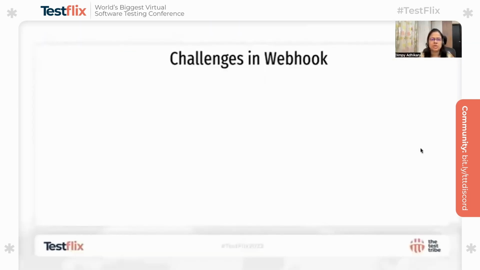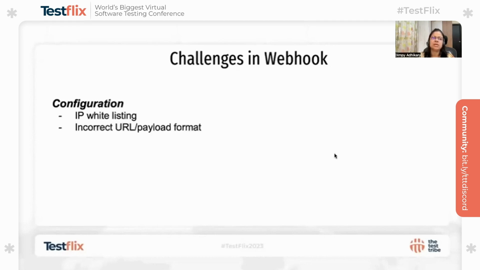Let's explore some of the common challenges in webhook. The first one is related to configurations. Before we configure any webhook, we need to whitelist the IP of the receiving party. Incorrect URL or payload format can lead to failures in webhook. Token expiry: once the token expires, the webhook may fail to send a notification until we refresh the token or initiate the token again. Incorrect credentials and incorrect tokens can lead to webhook failures.